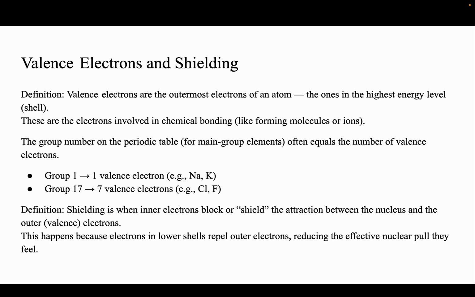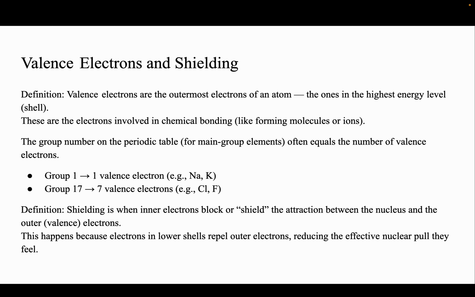We've discussed this in class multiple times before, but now we're moving on to shielding, which is a fairly new topic. So basically shielding is when inner electrons block or shield the attraction between the nucleus and the outer valence electrons. Imagine you have an atom, the nucleus in the middle, all the energy levels up until the outermost energy level with those electrons. The outermost energy level contains the valence electrons.